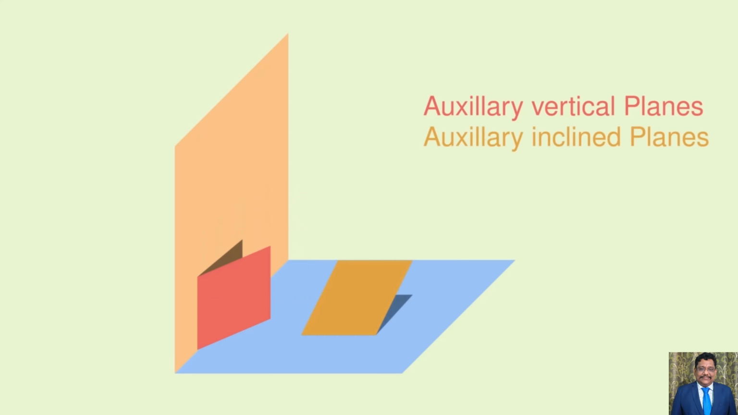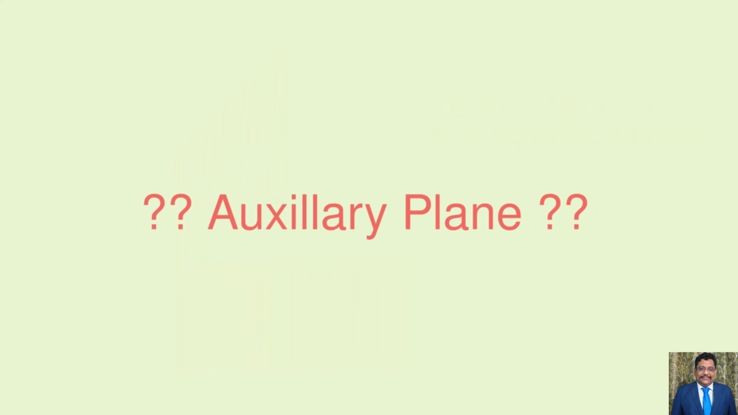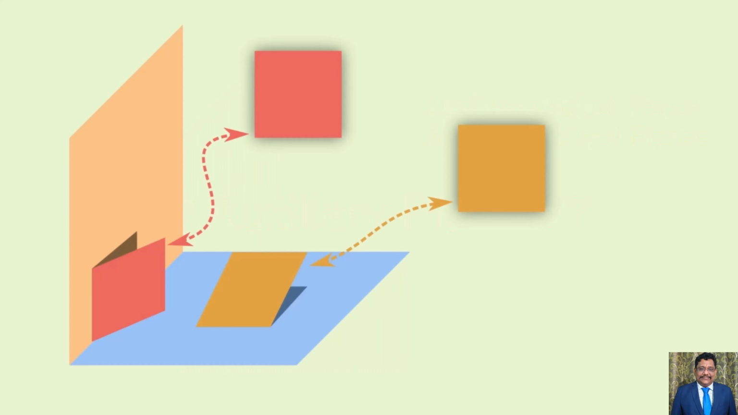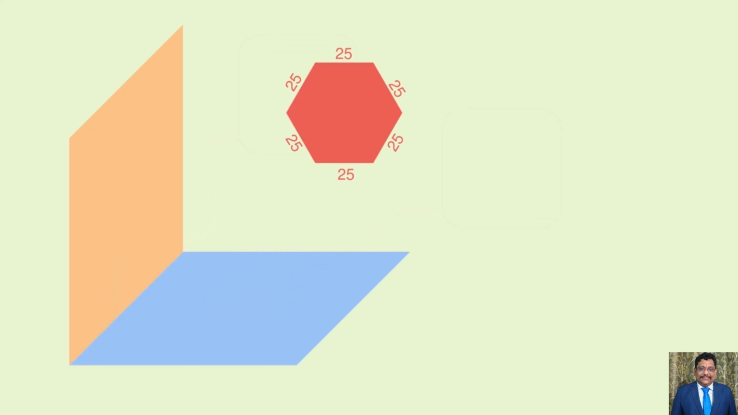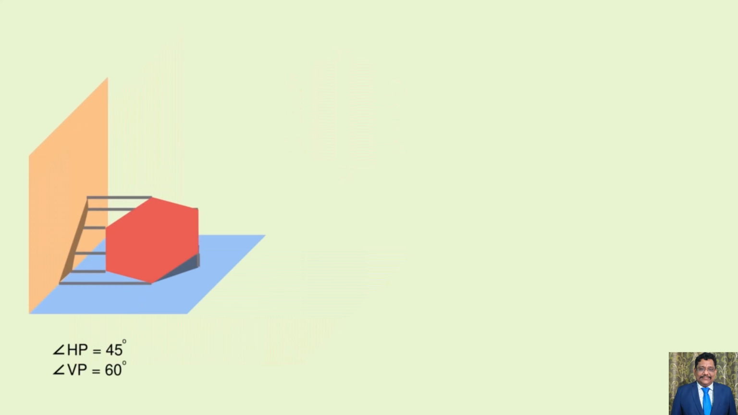Now, let us discuss some of the points regarding the auxiliary plane. What is an auxiliary plane? It is a plane used to show the true shape of an inclined surface, and the direction of sight must be perpendicular to the inclined plane. Draw the projection of a hexagon of 25 mm side, having one of its sides in the HP and inclined at 60 degrees to the VP, and its surface making an angle of 45 degrees with HP.